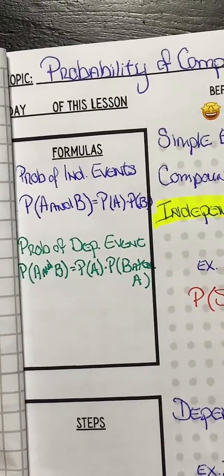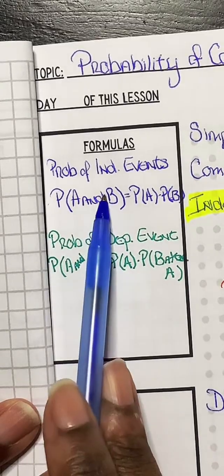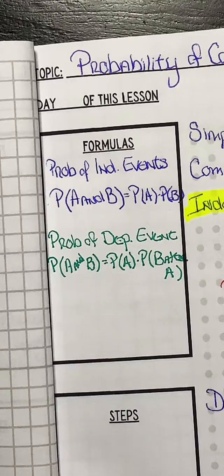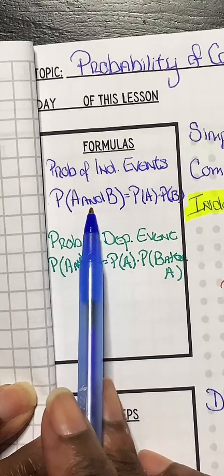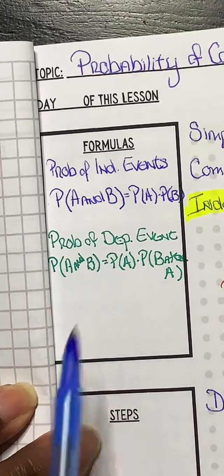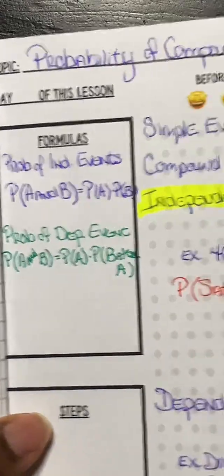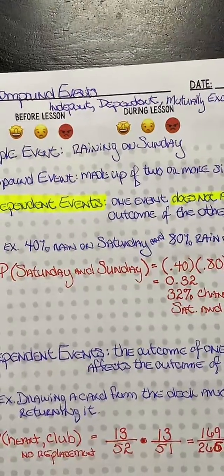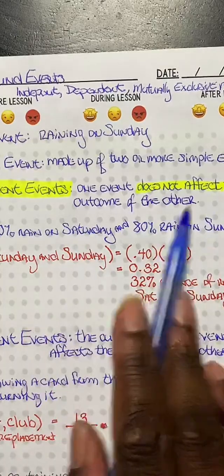All right, so when we have two different events, we have an independent event and we have a dependent event. So the independent event, if you see the word and, that means when we have that one event doesn't affect the outcome of the other. All right. So if we look at our independent events, we're looking at one event that does not affect the outcome of another.